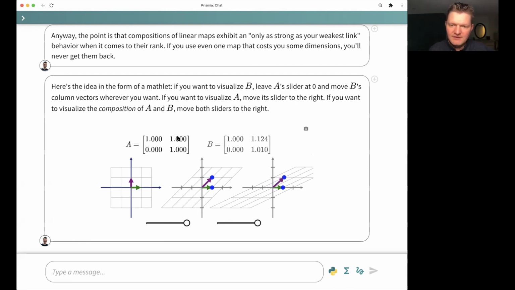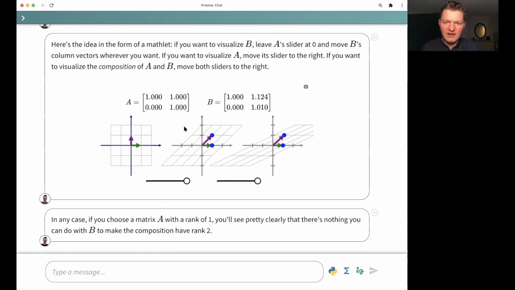So this mathlet is a generic tool for visualizing compositions of transformations from R2 to R2. This can be useful for all sorts of situations where you might be wanting to think about transformations from R2 to R2. All right, so what's the use case for this particular context?